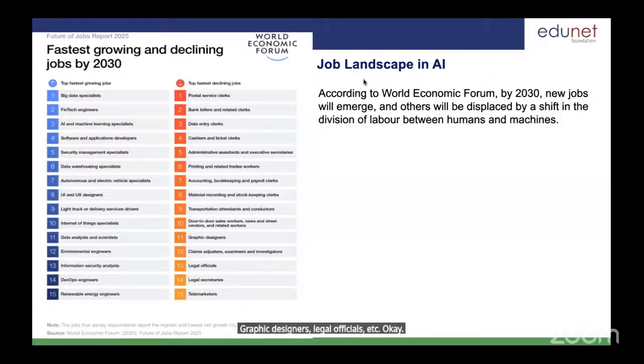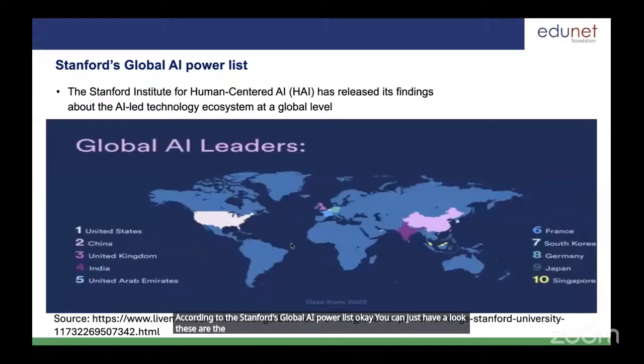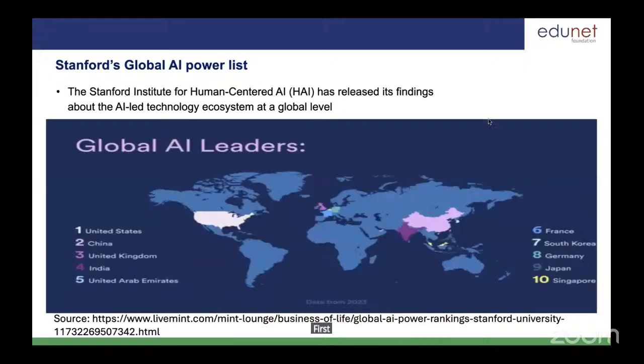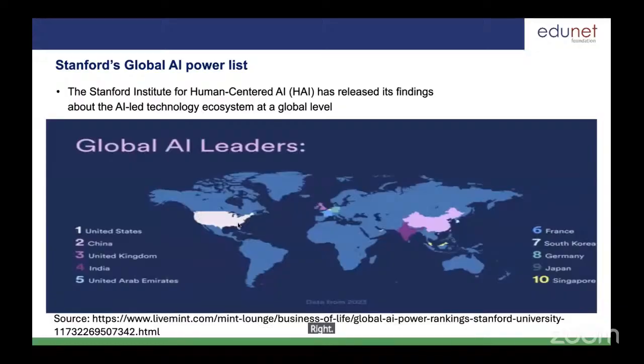Now, according to Stanford's global AI power list, you can just have a look. These are the top countries all over the world which have a higher impact in AI technology. If we consider the United States, it is coming in the first position, right? And China is in the second. United Kingdom is in the third position, and India is in the fourth position, right?